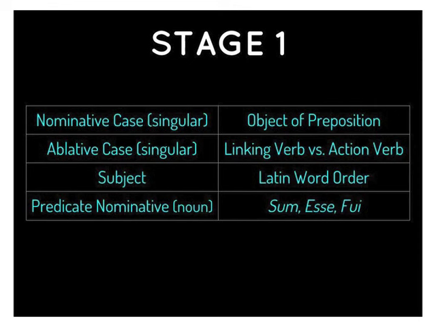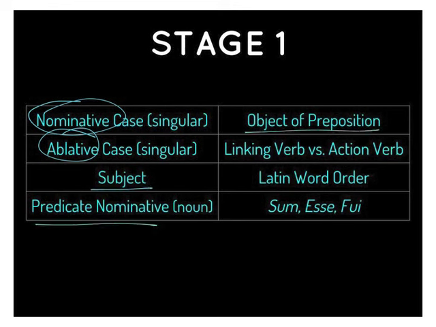In Stage 1 of Cambridge Latin course, we are introduced to two different cases, the nominative and the ablative. We are introduced to three grammatical functions: subject, predicate nominative, and the object of the preposition. We'll see both linking verbs and action verbs and understand how those are used and where they show up in the sentence, because Latin word order is fairly flexible.